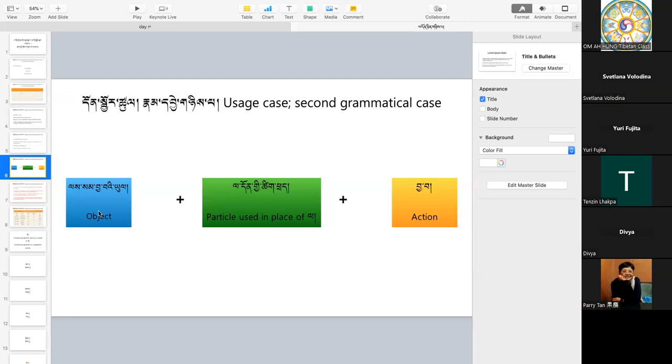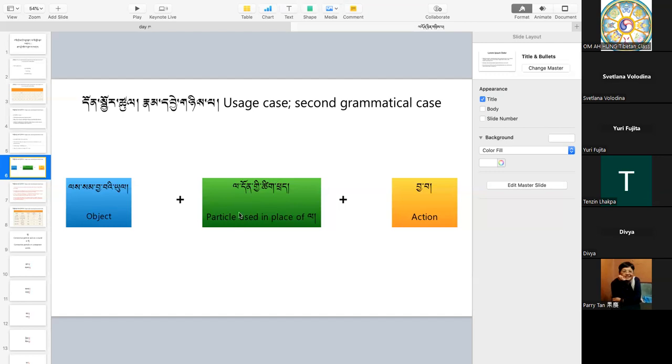So three of these components are compulsory, the key components of any sentence, so it is the deciding factor of whether a sentence is a sentence of object on action or the second grammatical case. Okay, we already are familiar with these. No need to further elaborate on these.